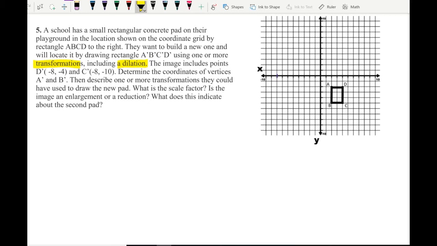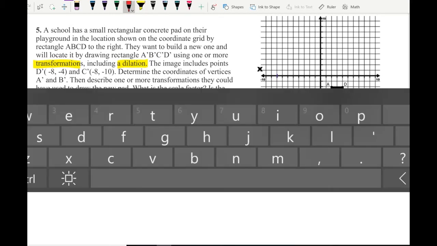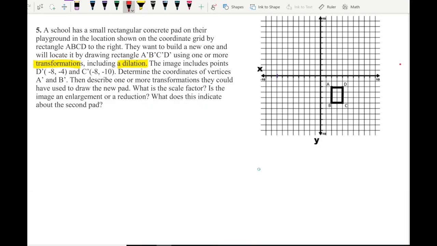The image includes point D prime at (-8, -4). So I'm going to plug in that point: -8, then 2, 4, 6, 8, and I go down to -4. So this is your D prime. C prime is (-8, -10), so we go down 10. That will be right here. Let's see, 4, 4, 8, 10. Yes, so that will be C prime, and we connect this segment.